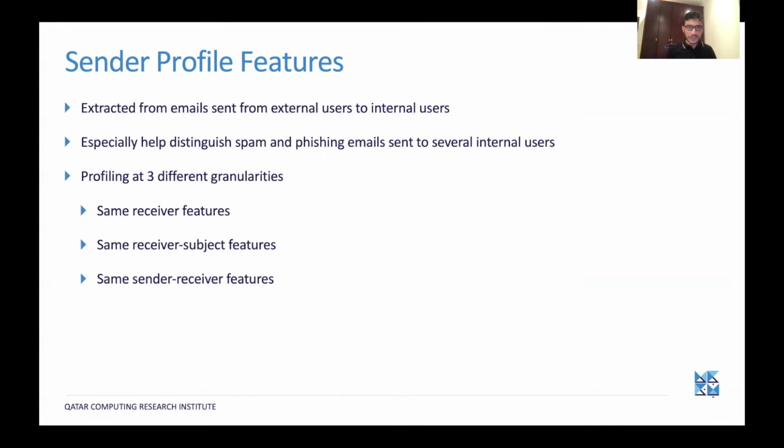Sender profile features are extracted from emails sent from external users to internal users. They especially help us distinguish spam and phishing emails sent to several users. We perform sender profiling at 3 different granularities: at receiver level, at receiver and subject level, and at sender and receiver level. Each of these profiles captures different aspects of the sender.